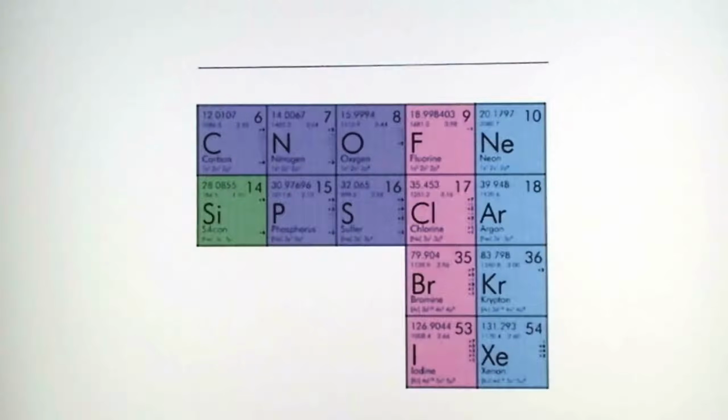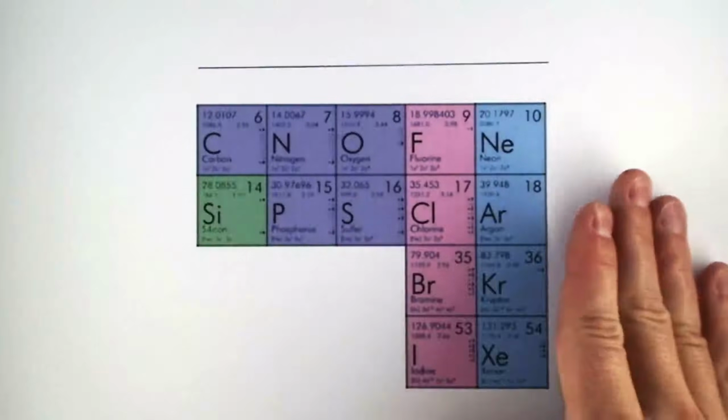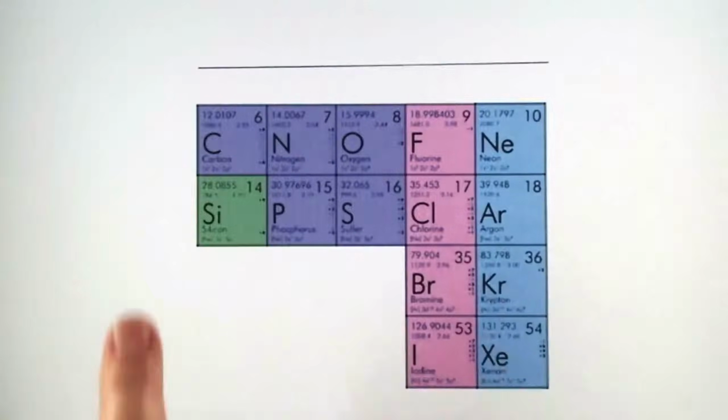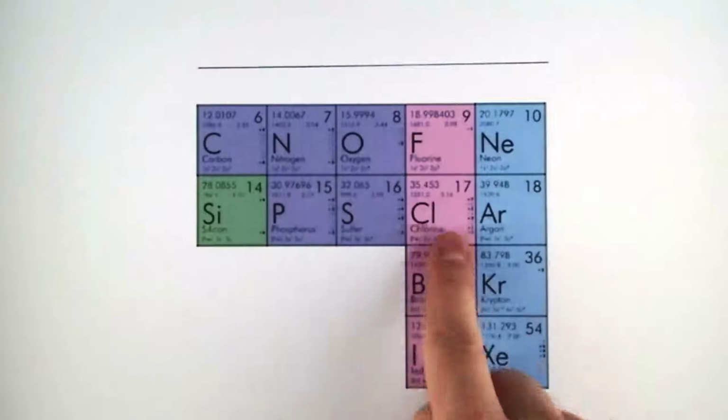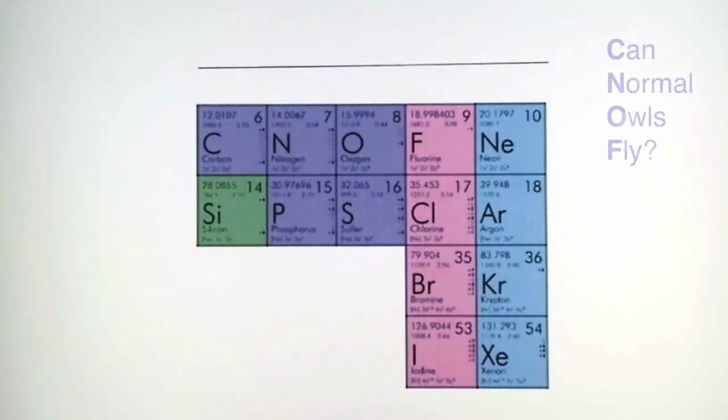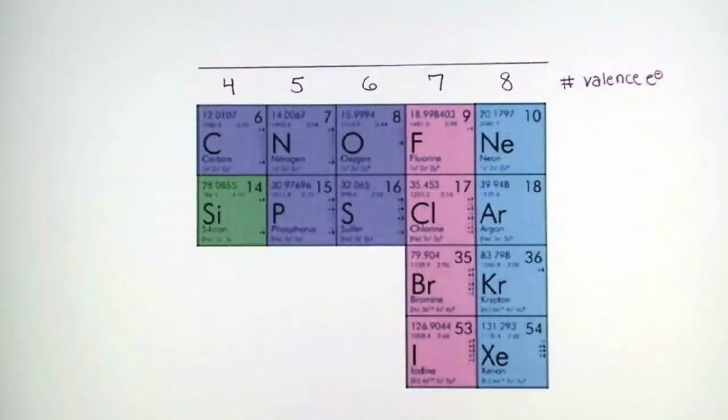If you're not allowed to use a periodic table to complete your exam, it's wise to memorize the periodic table going over from carbon to fluorine and down the halogens. You can use my silly acronym, Can Normal Owls Fly, or come up with your own. Going from left to right, the number of valence electrons that the element prefers to have increases.